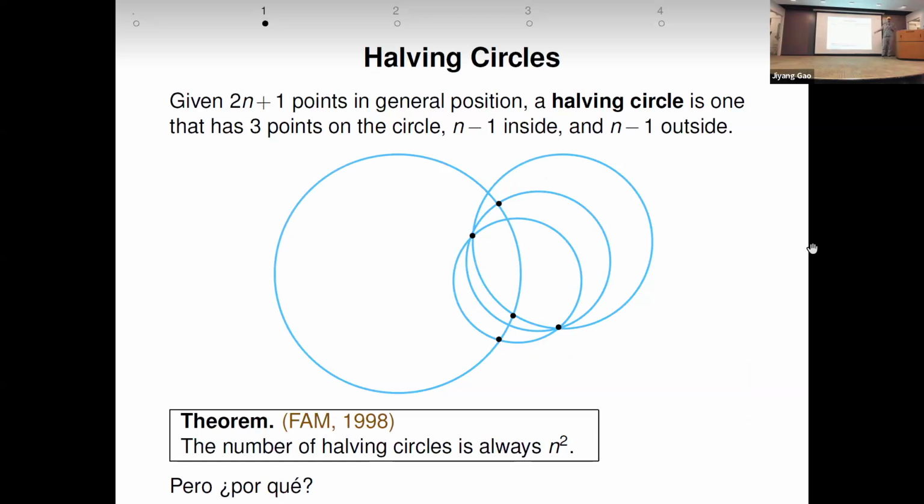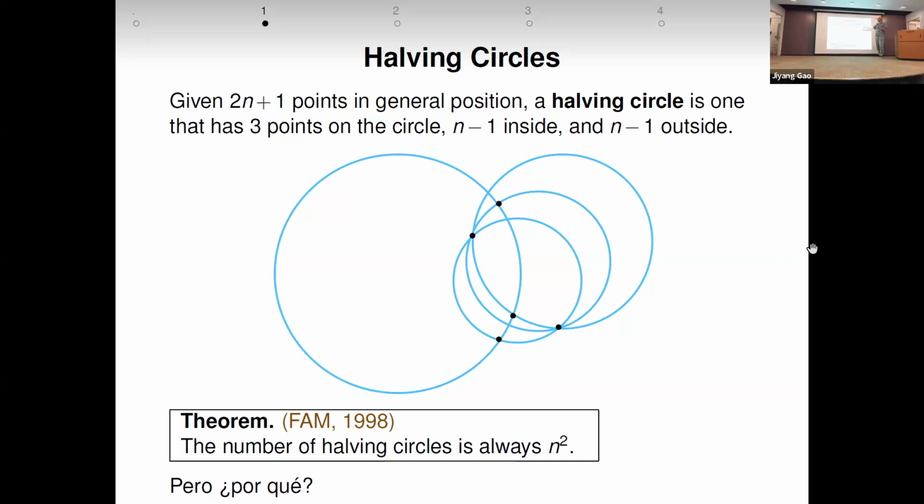So this is my first mathematical theorem. The number of halving circles of 2n plus 1 points is always n squared. So you have 2n plus 1 points in general position, kind of put at random in the plane, and you're looking for halving circles. Each one of these is a halving circle.